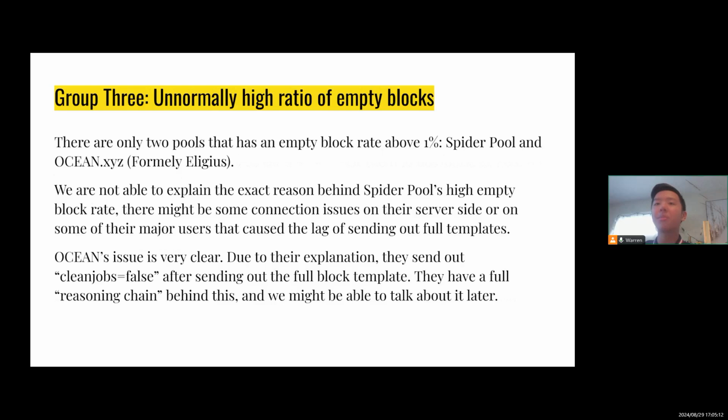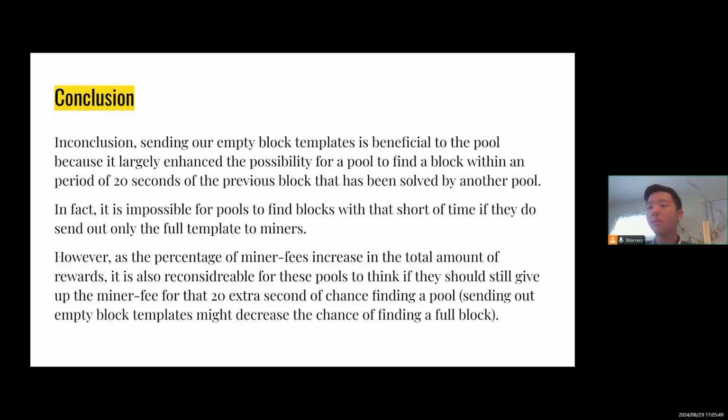Then we have group number 3, which are the abnormally high ratio of empty block pools. There are only 2 pools in this list, which are Spider Pool and Ocean.xyz, formerly Eligius. We're not able to explain the exact reason behind Spider Pool's high empty block rate. There might be some connection issue on their server side or on some of their major users that caused a lack of sending out full templates. Ocean's issue is very clear. Due to their explanation, they send out clean_job equals false after sending out the full block template. They have a full reasoning chain behind this, and we might be able to talk about it later.